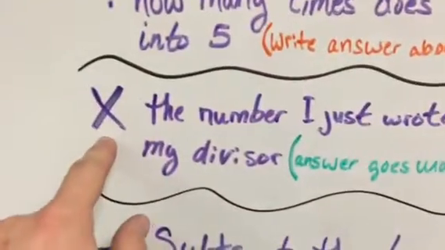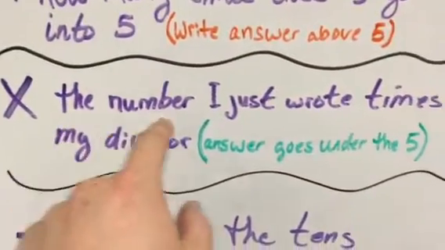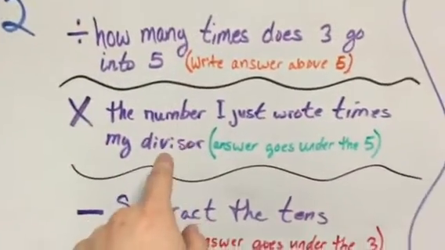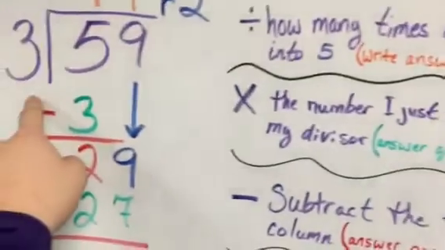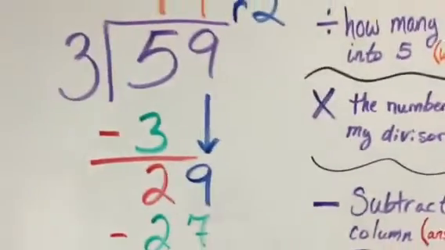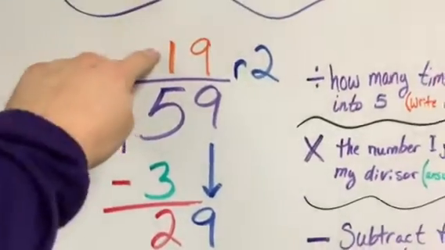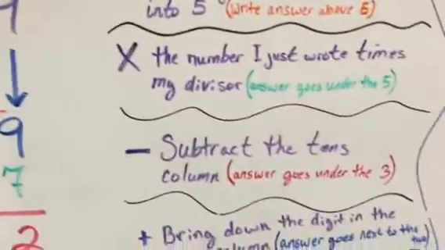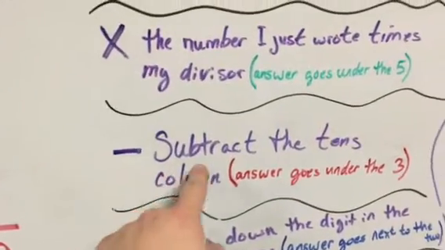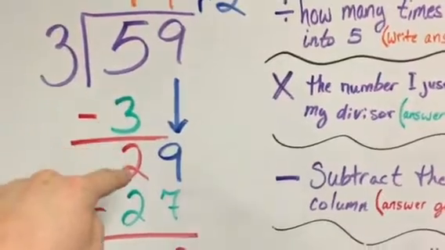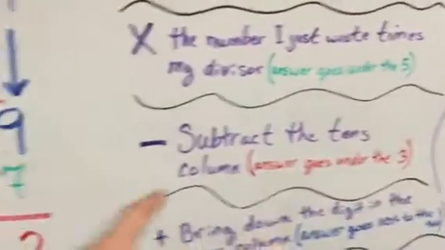Step 2 is multiplication. It's the number I just wrote, that 1, times my divisor, which is 3. And my answer goes underneath the 5. So look where that is. 1 times 3 is 3. The next step is subtract. Subtract the tens column. So I have 5 minus 3 equals 2. And the answer goes right underneath that 3.